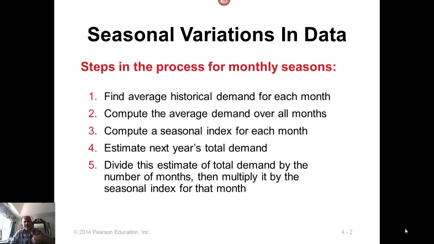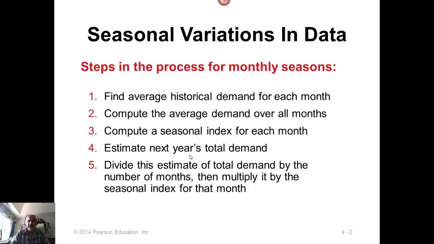We're going to find the historical average for each month. So that average is all seasonality stripped out. That's a typical average. And then you compute the average demand for each of the months in a year. If it is monthly data, then you divide one into the other and you get the seasonal index. And then we can use that seasonal index to estimate the seasonal adjusted forecast. So the next step is to estimate the total next year demand and then divide it into individual months and multiply by the seasonal index.